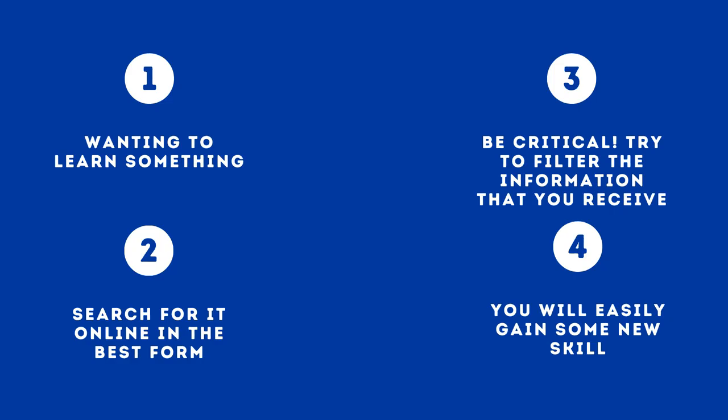Through many different online platforms, we can learn more about different topics, in different ways, and even develop a new skill. The first requirement, of course, is the willingness to learn. Then, you have to decide which form would be the best in order to learn something. It can be a video, a podcast, an audiobook, or whatever. You should always be critical on the information you see online. Make sure you have found an accurate source. If all these steps are done correctly, then you will most probably learn something new.